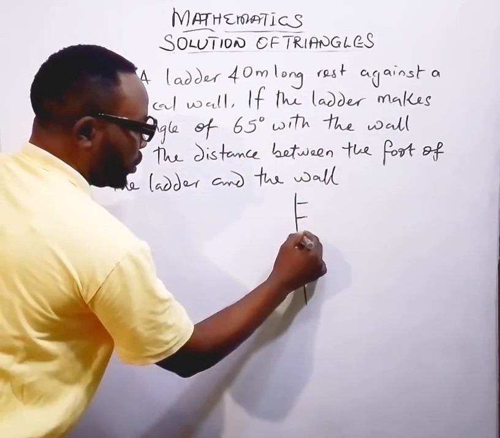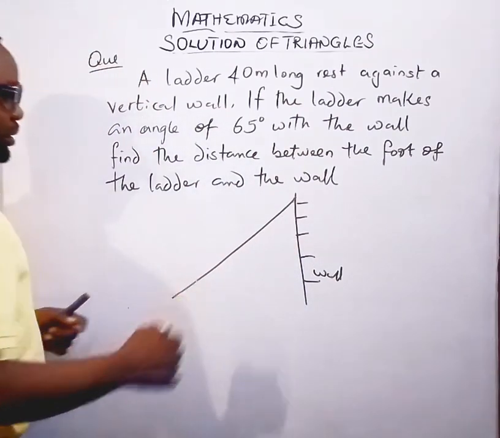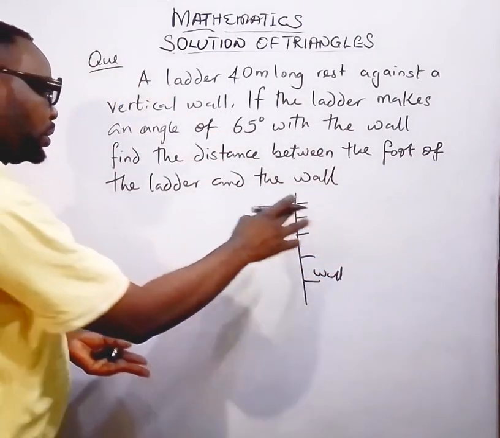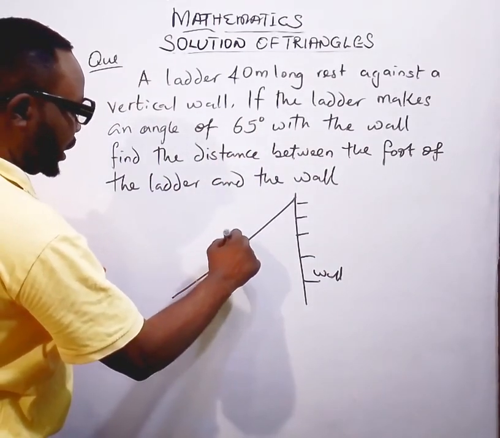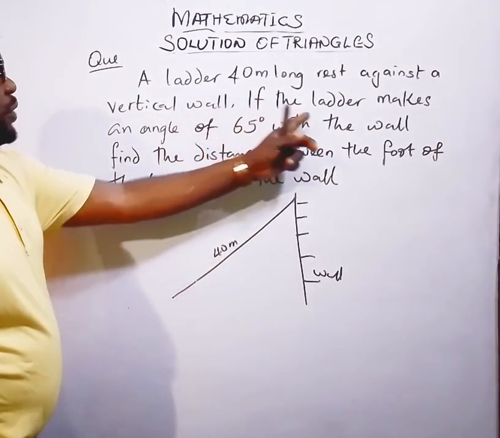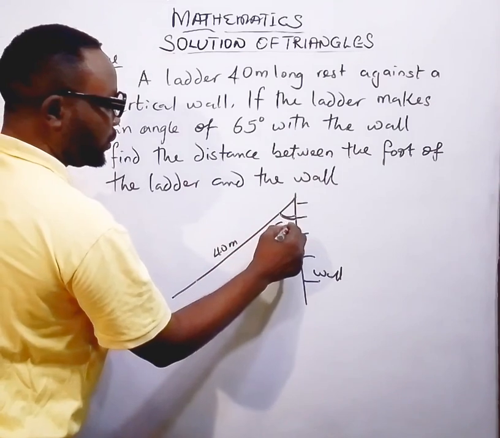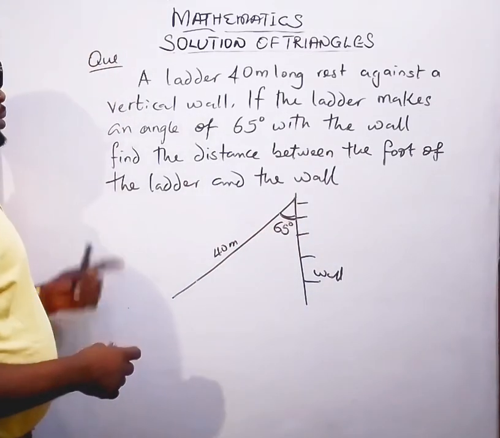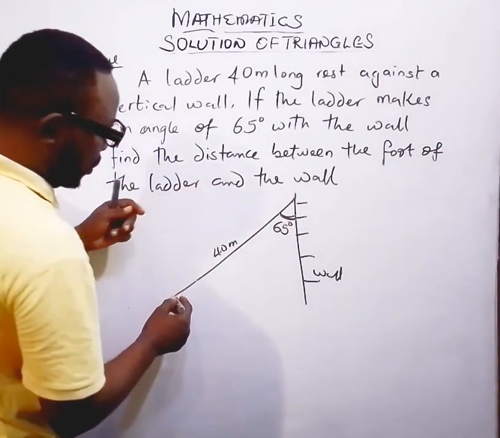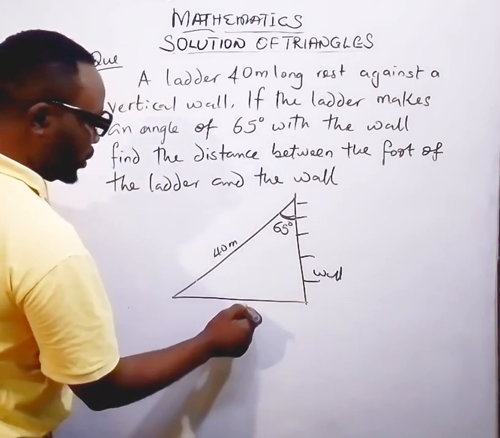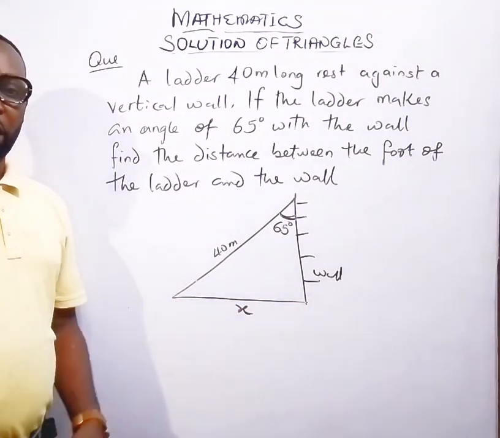This is a wall. The ladder rests against it. You know, when the ladder rests against the wall, this is how it looks. The ladder itself is 40 meters long. If the ladder makes an angle of 65 degrees with the wall, this is where it touches the wall, 65 degrees. Find the distance between the foot of the ladder, this is the foot of the ladder, and the wall. So we are asked to find this place, the distance between the foot of the ladder and the wall.